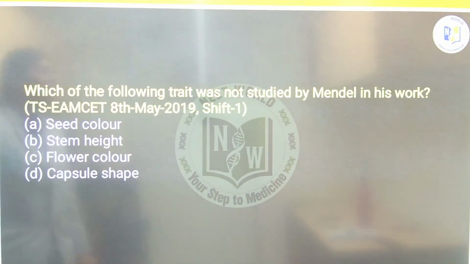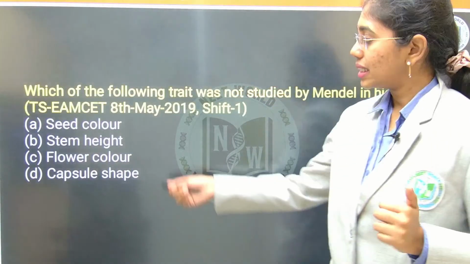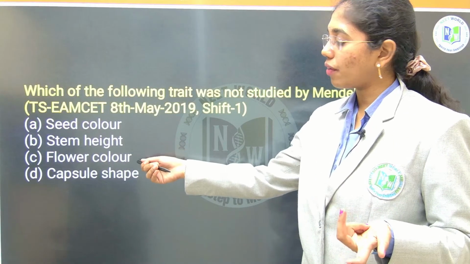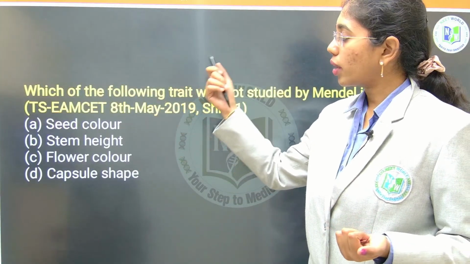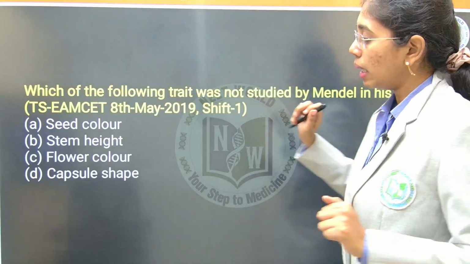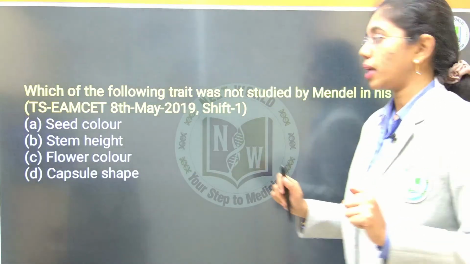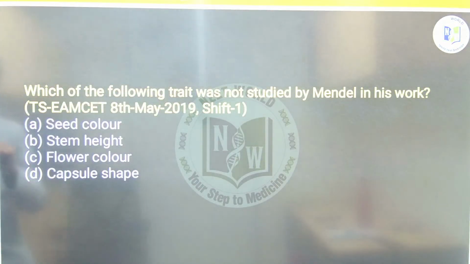Which of the following traits was not studied by Mendel in his work? The traits considered by Mendel are seed color, stem height, flower color, flower position, seed shape, pod color and pod shape. It is not capsule shape which is considered. So here the option will be 4. Next question.